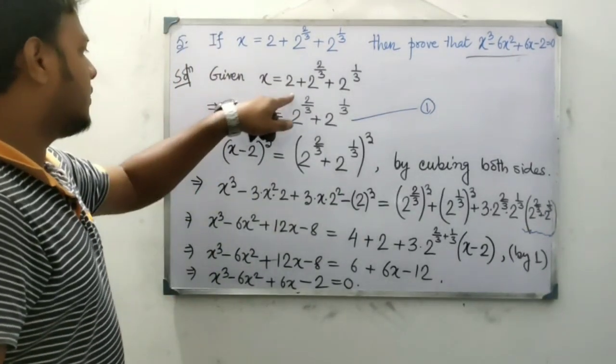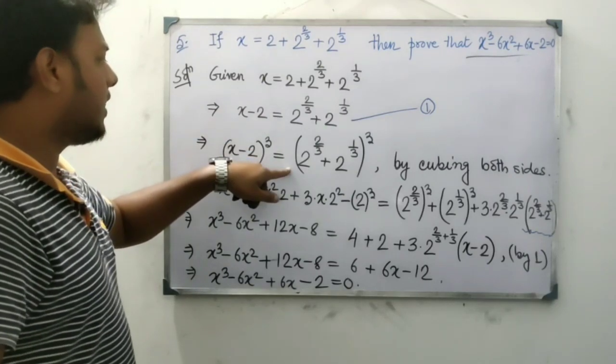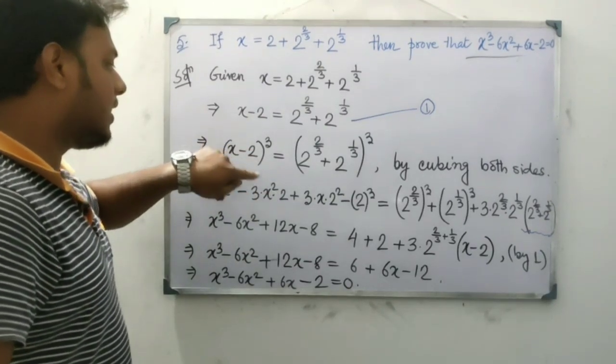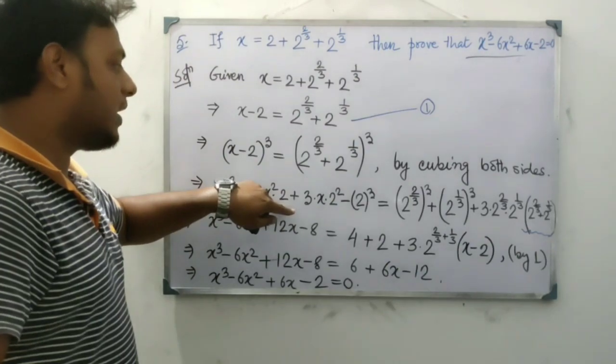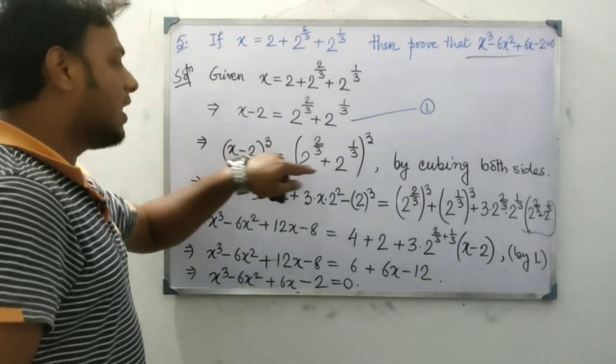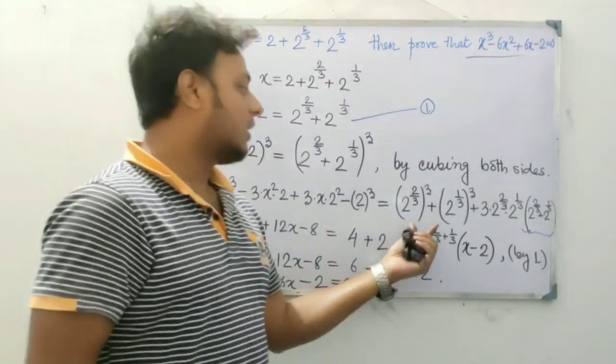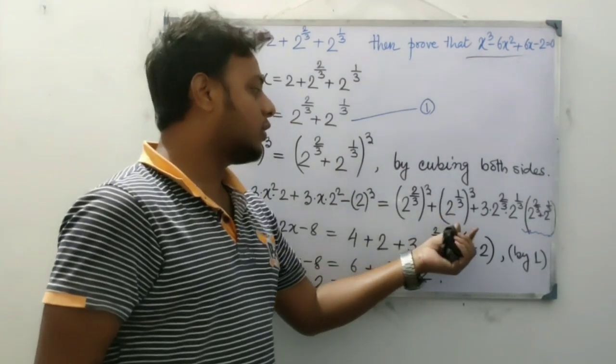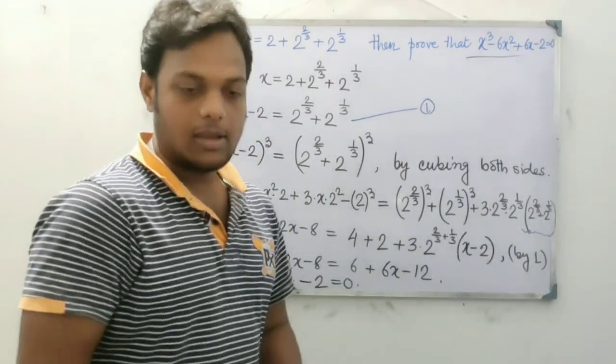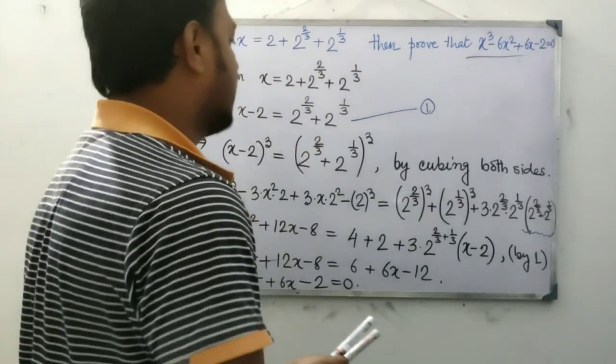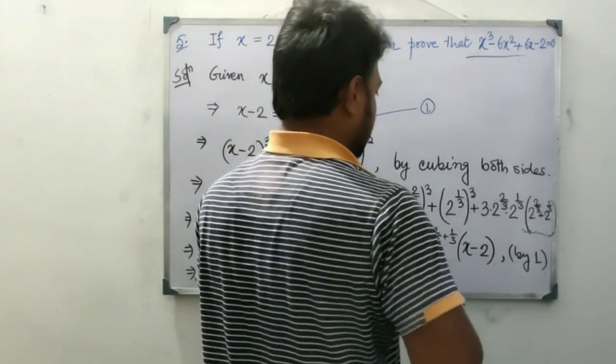Just we have considered this 2 in one side. After that, cubing both sides. For the left hand side, we have used here, as usual, the expanded form of (a minus b) whole cube, and for the right hand side we have used a special trick, that a cube plus b cube plus 3ab into (a plus b). I am writing here for your benefit.